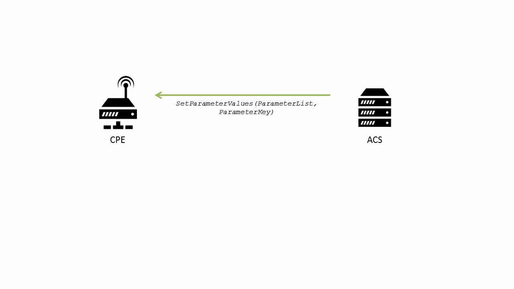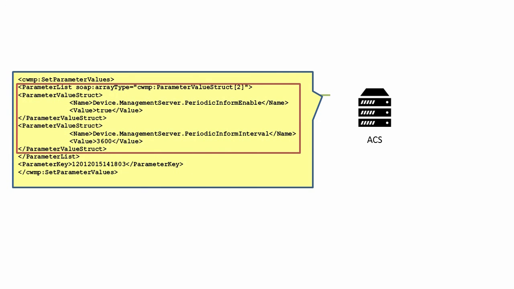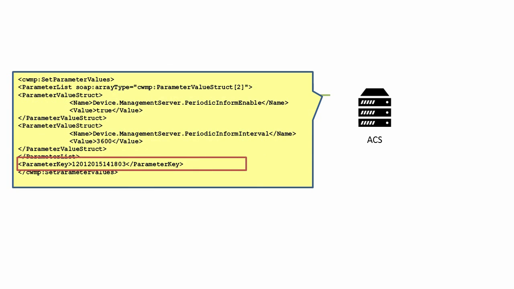The RPCs that form the basis of this include the GetParameterValues and SetParameterValues methods. The SetParameterValues RPC takes two arguments. The first is a parameter list, an array of our familiar ParameterValueStruct, a collection of name-value pairs. These list the parameters an ACS wants to change and the new values for those parameters.